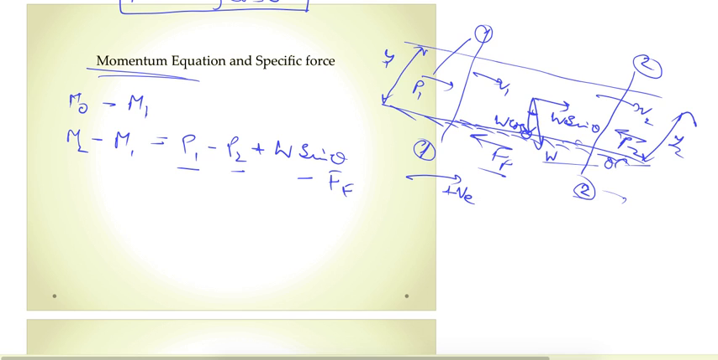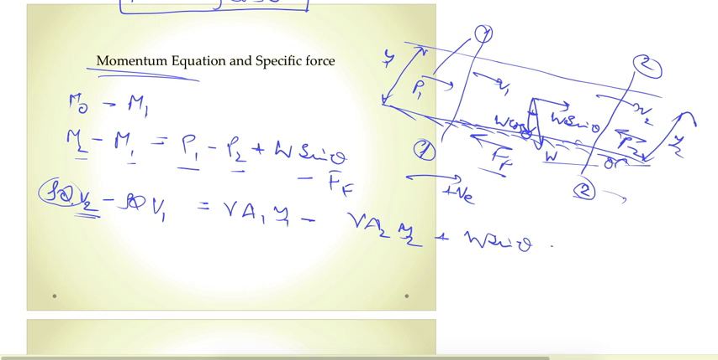We can expand these expressions. For momentum we can write rho Q V2, this is mass per second into velocity, minus rho Q V1, is equal to gamma A1 y1 minus gamma A2 y2 plus W sine theta minus F, and we can solve this if it is required.